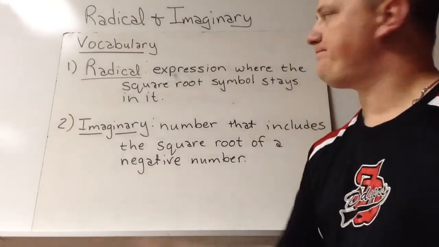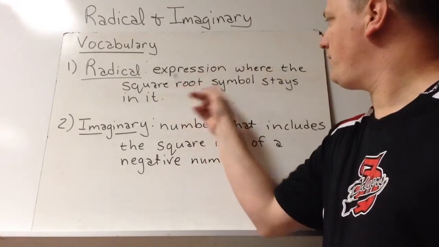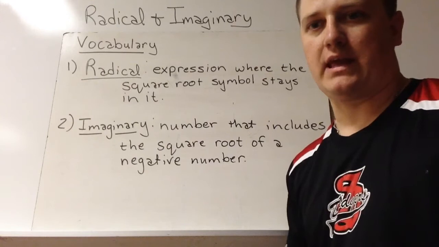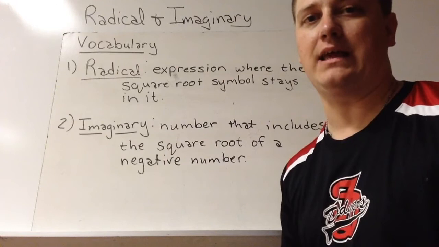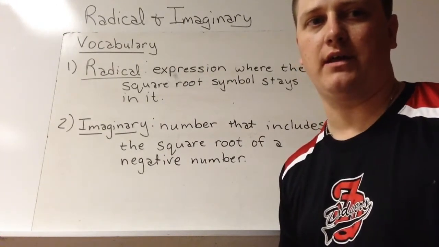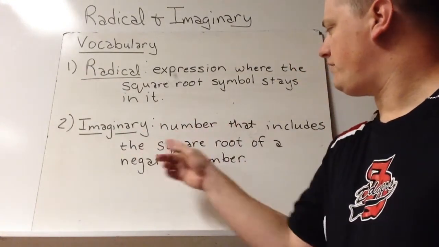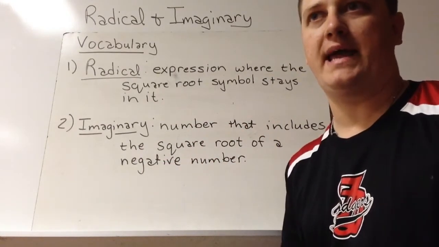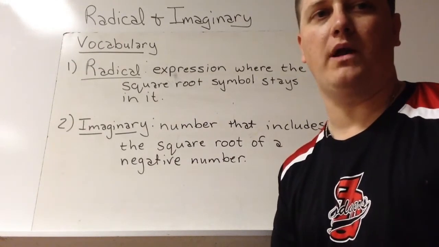Our vocabulary: a radical number is an expression where the square root symbol stays in the expression. Basically, it's something that doesn't square root perfectly, but we want to write it exactly instead of rounding an answer with a calculator. Imaginary number: a number that includes the square root of a negative number. So, when you square root a negative 7, that's an imaginary number. We're going to look at what exactly that is.